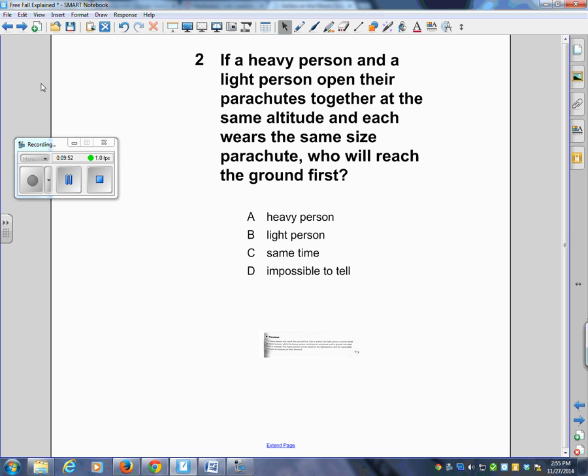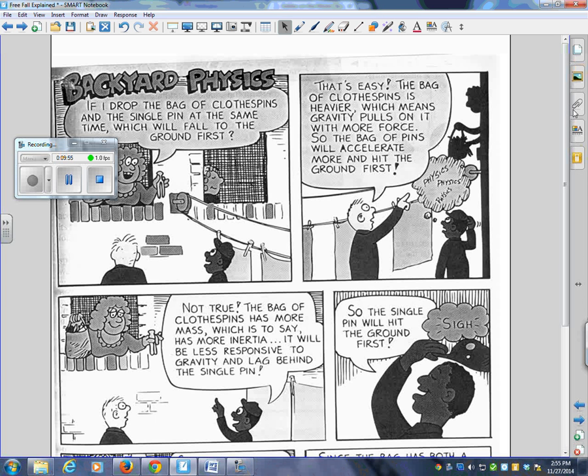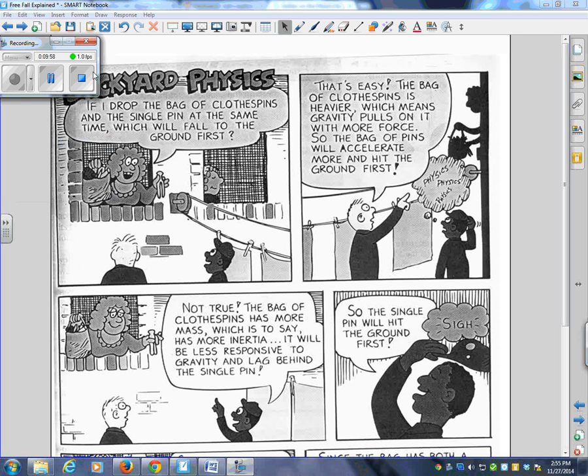Let's flip and look at the cartoon one there on the back here. Backyard physics. If I drop the bag of clothespins, not because every mom does this out the window, right? If I drop the bag of clothespins and the single pin at the same time, which will hit the ground first? So the one kid says that's easy. The bag of clothespins is heavier, which means gravity pulls on it with more force. Is that true? Actually, it is true. So the bag of pins will accelerate more and hit the ground first.